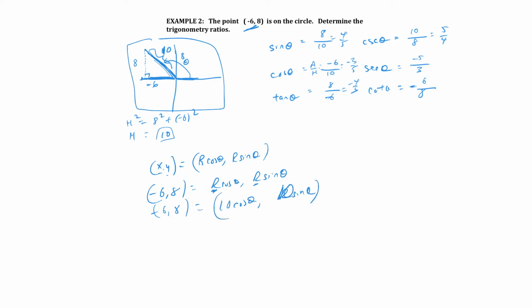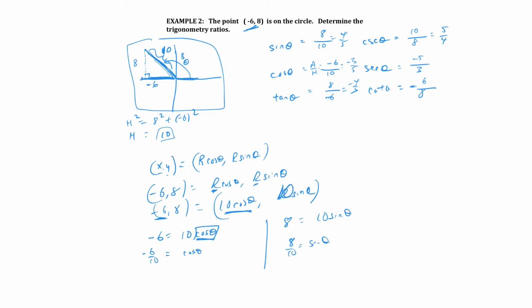All right? So remember what we said before? This x here refers to 10 cos theta. In other words, I'm going to break this up and make negative 6 equal to 10 cos theta. I'm going to separate the y, which is 10 sine theta, and then I'm going to solve for the cos, because cos is what I want. I want to have the trig ratios. I just divide everything by 10. I get negative 6 over 10 for cos theta. In this case, 8 over 10, which is sine theta.